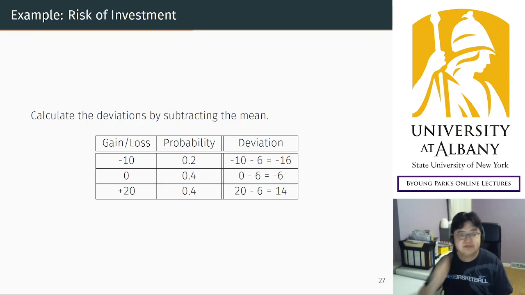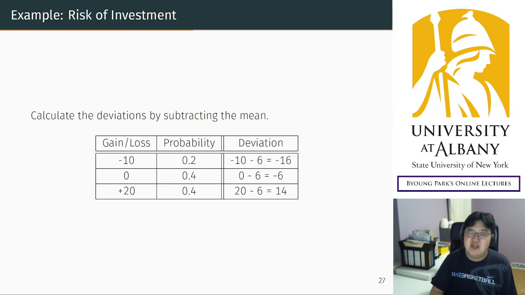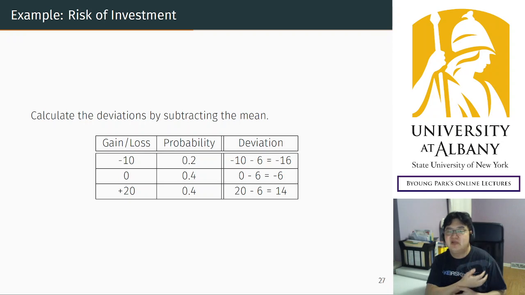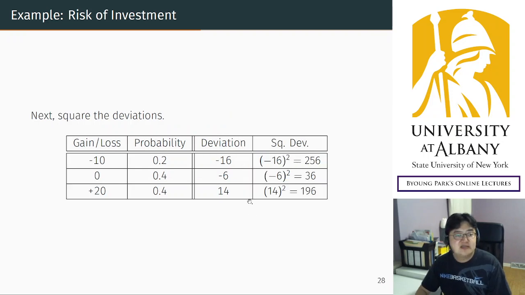So in that way, the deviation captures the difference between the realized gain or loss and the expected gain, which is $6. And another thing you need to notice here is that I'm not using the probability. So probability is not needed to calculate the deviation. Once you obtain the mean, you don't need to look at the probability. The probability will be used later. So deviation is simply the subtraction between the outcome and the mean.